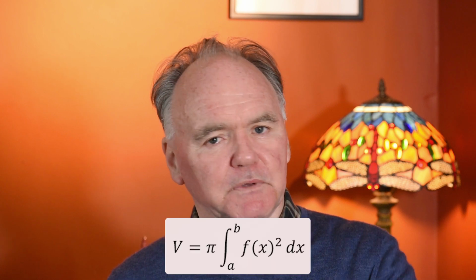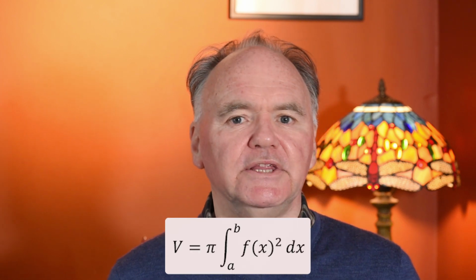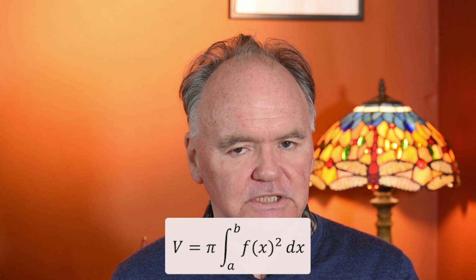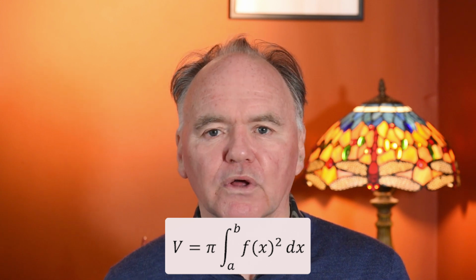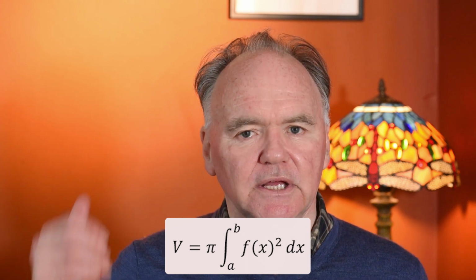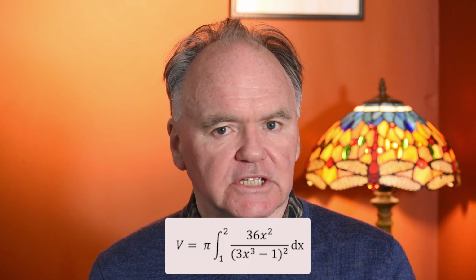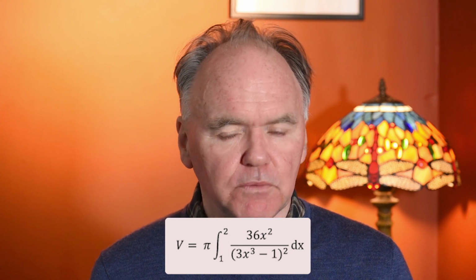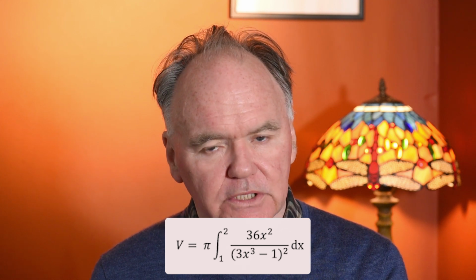So we're no longer integrating f of x dx, that's going to give us an area. We're going to integrate pi f of x squared dx, and that will give you your volume. So if you've got the function f of x, we have to square it, multiply it by pi, and that's what we integrate over our two limits. So to find the volume bounded by our surface, we integrate this expression: pi times the integral from 1 to 2 of 36x squared all over 3x cubed take away 1, all squared, dx.